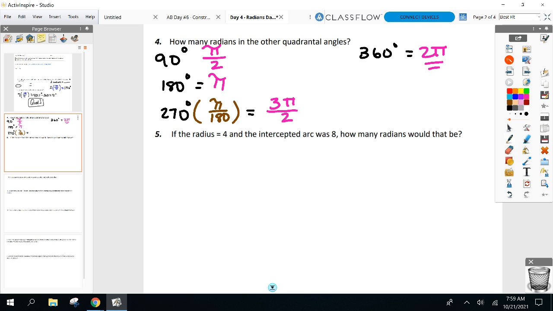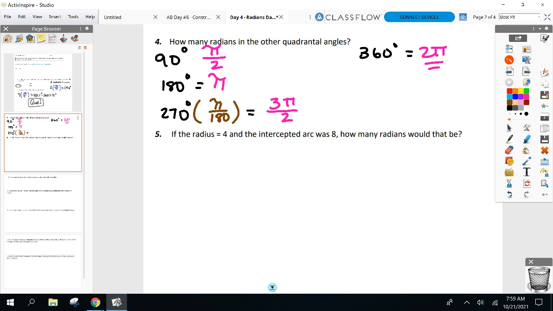Everyone good here? My hope is we don't have to take that long anymore to get those. All right, we'll be using these so much in so many problems that it'll be like, 90 pi over 2, 270, 3 pi over 2. Okay, just some that you're just going to memorize just by doing them so much.